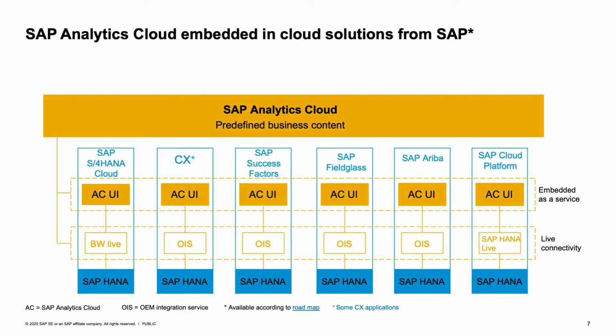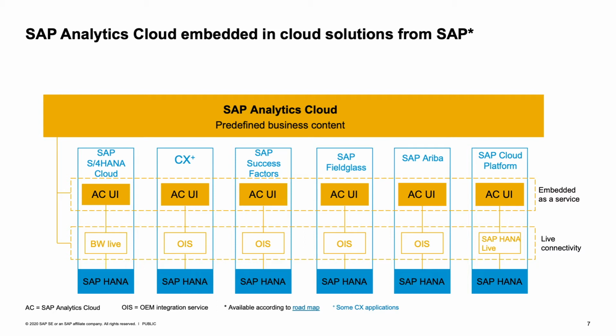Now, looking at the high-level architecture of how we are embedding SAC in SAP applications, all applications that are embedding SAC are using SAP HANA. So what we are doing is having a live connectivity to SAP HANA in these applications. SAC is using the live connectivity in different forms based on the application. For instance, here in this picture, SAP S/4HANA is using the BW Live connectivity, SAP SuccessFactors or Fieldglass or several others are using OEM integration service, which is an extended HANA Live connectivity. And SAP Cloud Platform is using SAP HANA Live connectivity.